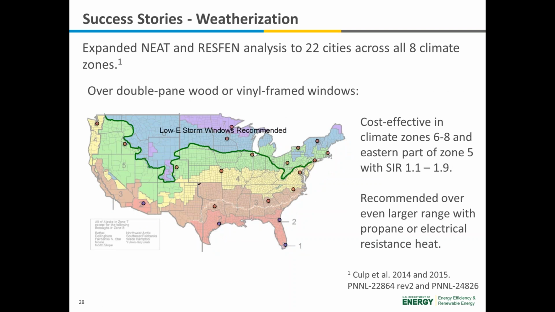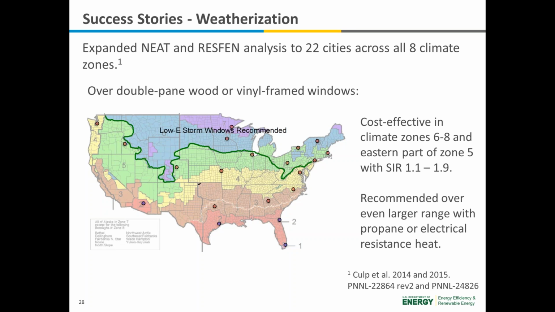This is a similar chart, but now over double pane wood or vinyl frame windows. So now in this case, your primary window is already a better performer. It's still not up to par with modern low-E windows, but it's a better performer, so your energy savings are a little different, and your cost effectiveness is a little different.